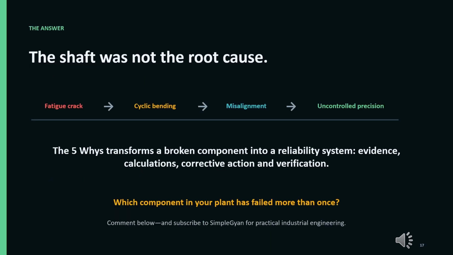The 5 answers now form one verified chain. The shaft failed by fatigue. Fatigue was driven by excessive cyclic bending. The bending came from misalignment under load. Misalignment returned because the pedestal and support were not stable, and the maintenance system never owned or verified precision after intervention. That is how 5 Whys transforms a broken component into a reliability system.